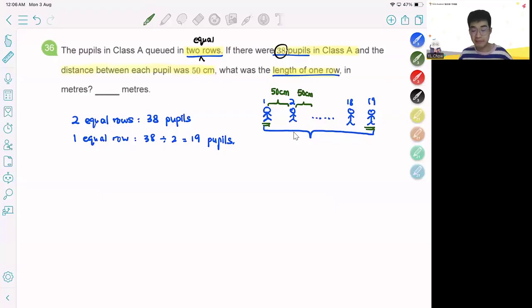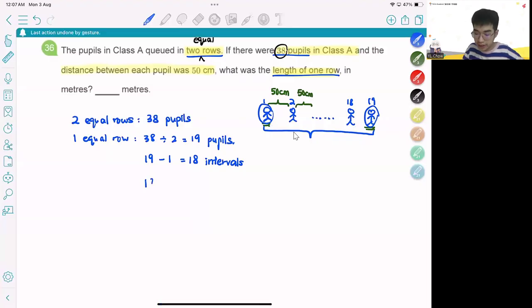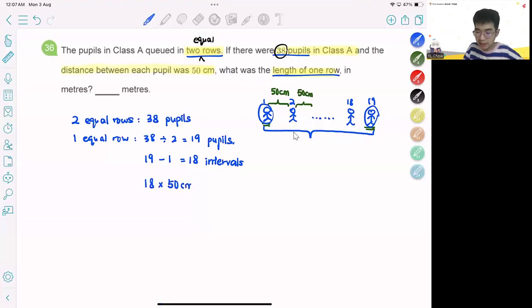So then there are 19 pupils. How many intervals are there between these 19 pupils? Right? So if you have learned interval problems, you know that there's actually one less interval than your object. If you have an object, or in this case, a pupil at both ends, then that means there are 19 minus 1 equals 18 intervals. 18 gaps between the pupils, starting from the first to the 19th. Now, 18 intervals, each interval is 50 centimeters. So the total distance is 18 times 50, which is 900 centimeters.